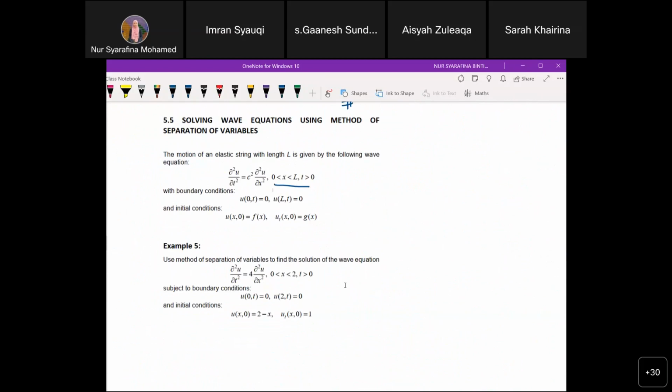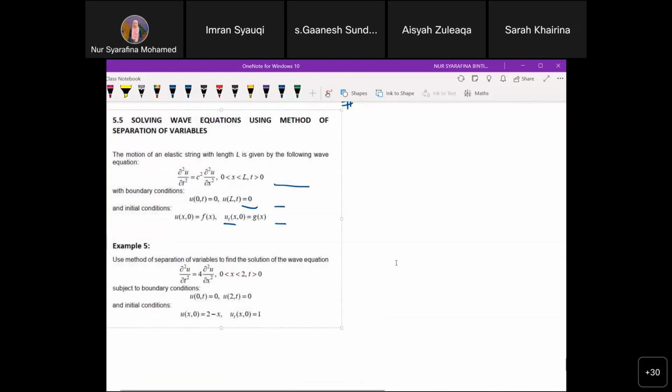As you can see here, we have a boundary condition U and U. This is zero endpoints. And the initial conditions U and UT, so here we have mixed endpoints. Even though the heat equation doesn't discuss this, now we have the wave equation and the process is similar. So where should we start here? We have this example: use the MSV method to find the solution, where we have the boundary condition and the initial condition there.